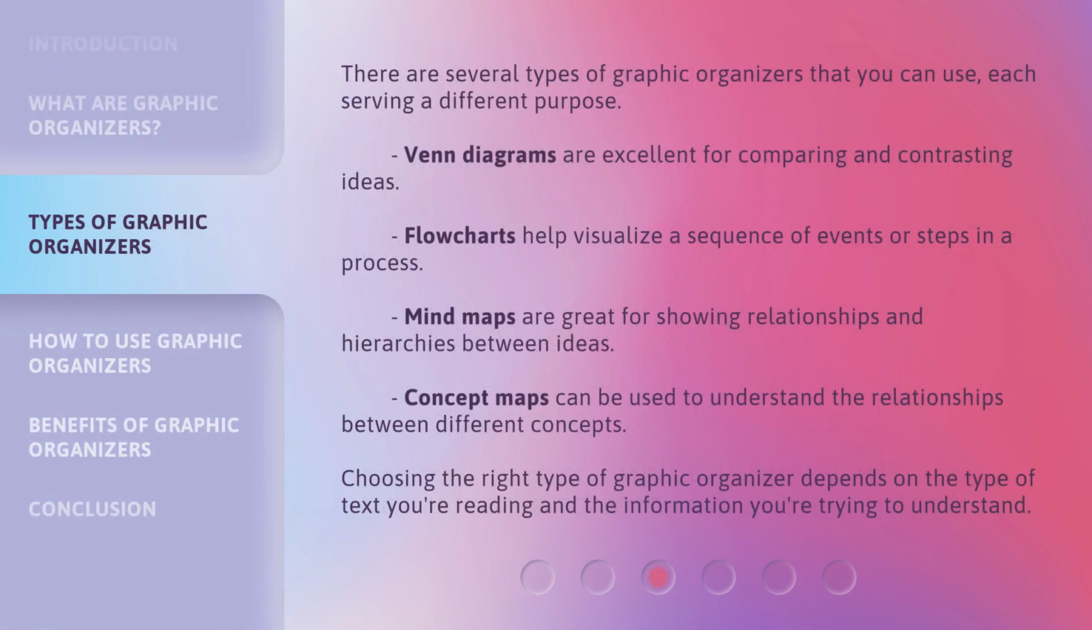There are several types of graphic organizers that you can use, each serving a different purpose. Venn diagrams are excellent for comparing and contrasting ideas. Flowcharts help visualize a sequence of events or steps in a process. Mind maps are great for showing relationships and hierarchies between ideas. Concept maps can be used to understand the relationships between different concepts. Choosing the right type of graphic organizer depends on the type of text you're reading and the information you're trying to understand.